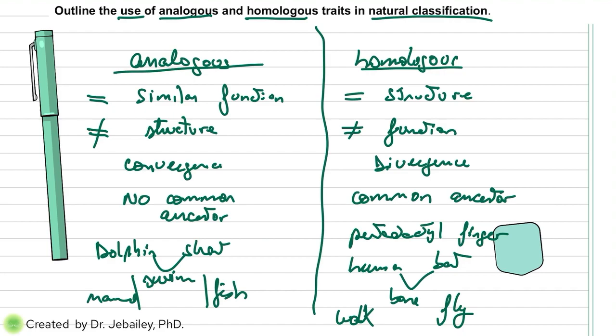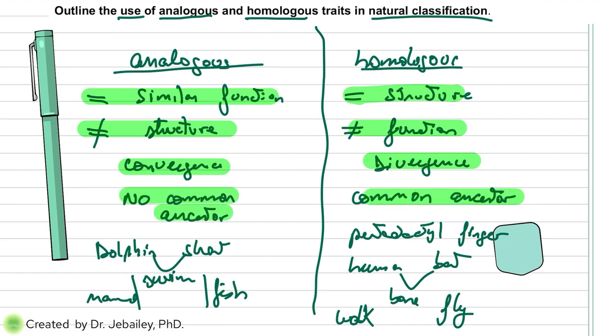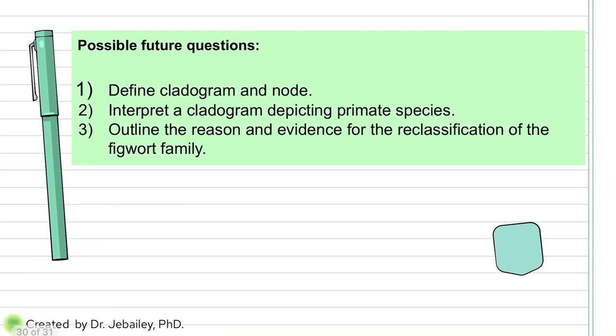So once again, analogous has a similar function and different structure, and homologous has a similar structure and different function. Convergence, divergence; no common ancestor, common ancestor. An example: dolphins and sharks, and humans and bats, which have the same bones, like the pentadactyl limb, but one is walking and one is flying. If you have that in your head and you write these points, you will always nail all the points you can about these two. And that's pretty much it for 5.4.